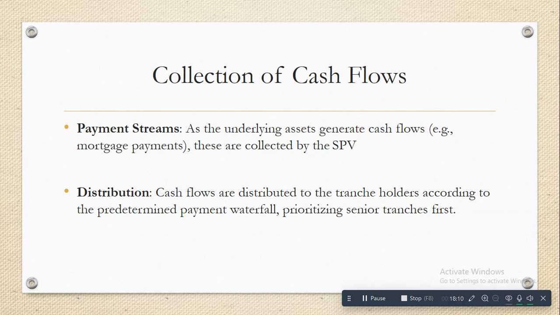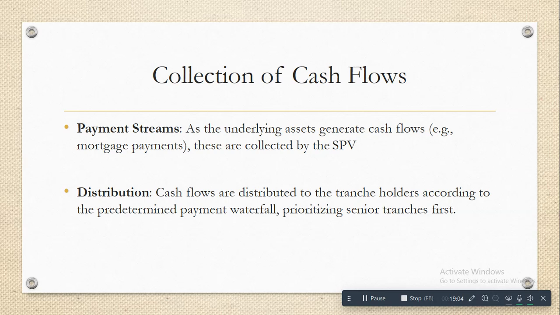Now we have issued the securities and investors have bought them. The next phase is the collection of cash flows. The first may be defined as the payment streams. When we have created the product based on mortgage loans, these mortgage loans are being repaid, or the interest is being repaid. That means the underlying asset has started to generate cash flows, right? Now these cash flows are collected by the SPV or the issuer or the party associated with this type of transaction.